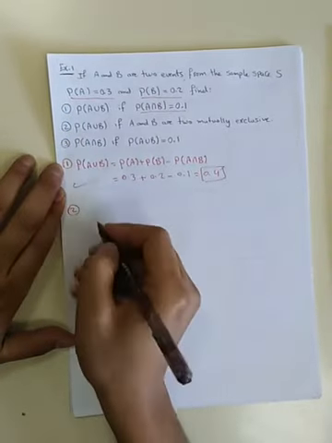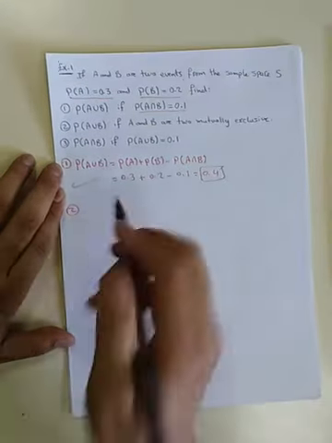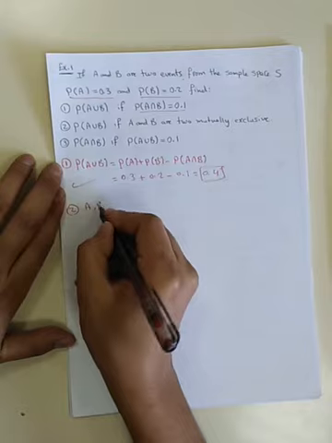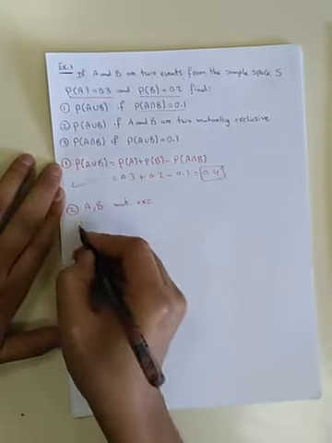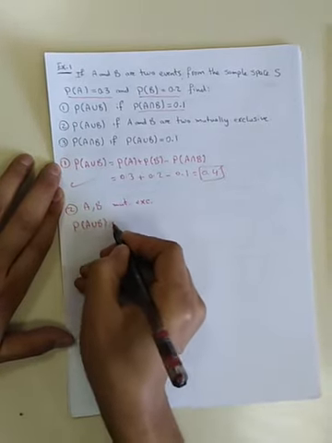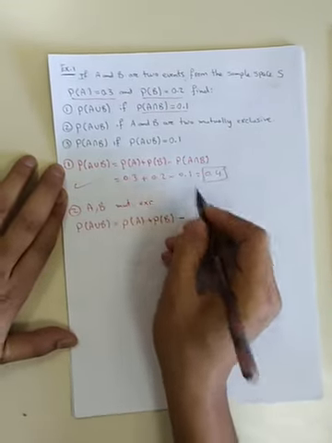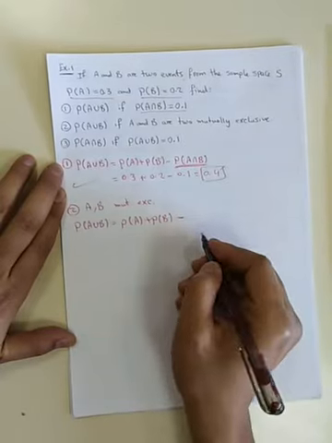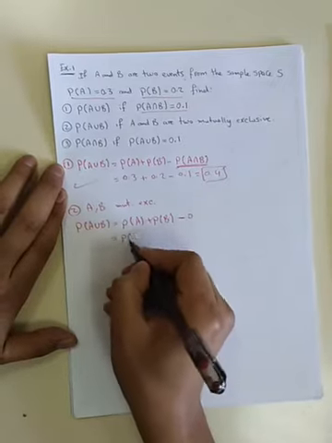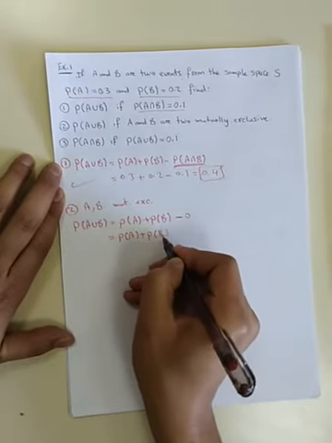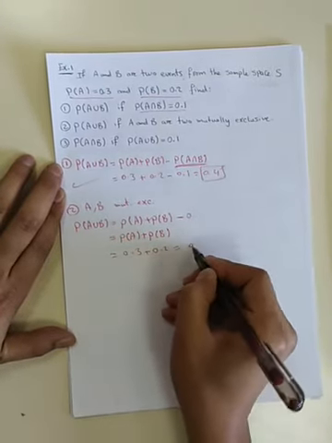This is number 1. Number 2, P(A union B) if A and B are mutually exclusive. That means P(A union B) equals P(A) plus P(B) minus P(A intersect B), which becomes 0. Then the probability of the union equals P(A) plus P(B). That means 0.3 plus 0.2 equals 0.5.